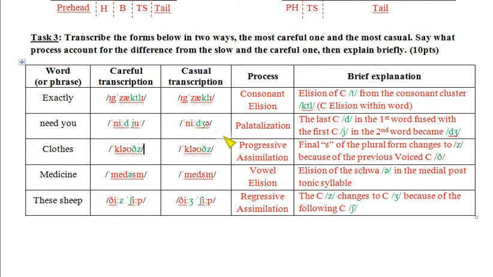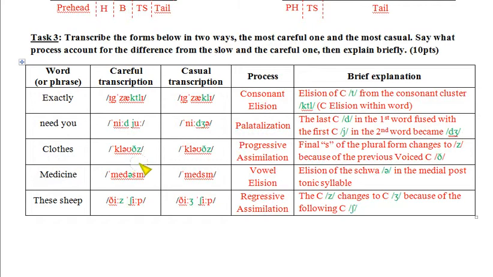What is this process called? It is called palatalization. It is the third type of assimilation. The brief explanation is the last consonant d in the first word fused with the first consonant j in the second word and became j. The next word is "clothes."